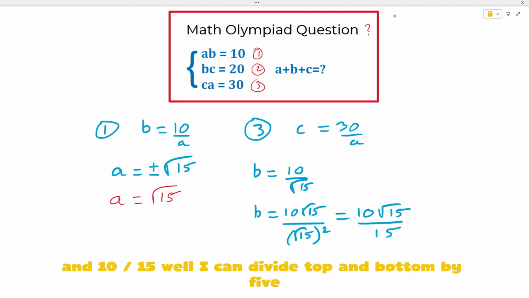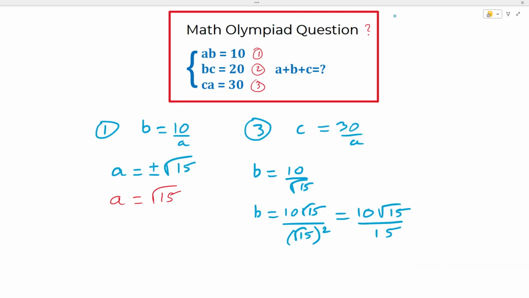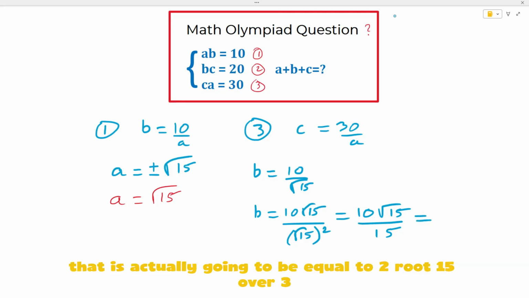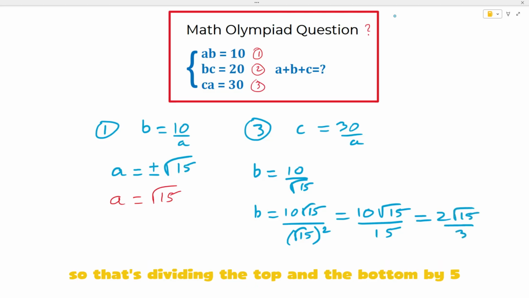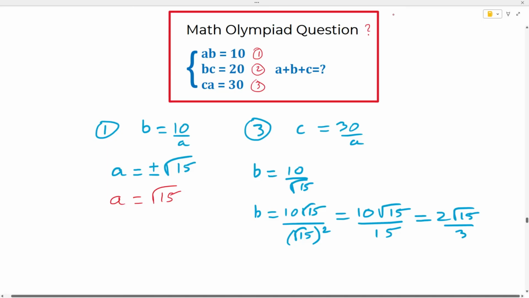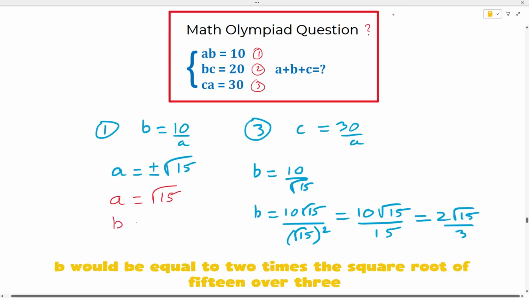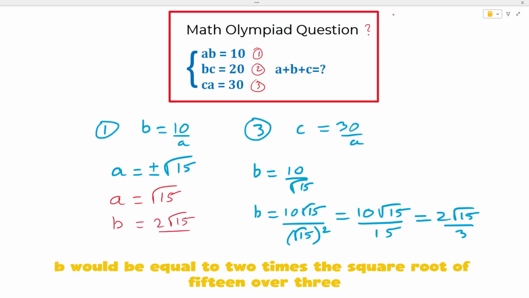And for 10 divided by 15, I can divide top and bottom by 5. That is actually going to be equal to 2 root 15 over 3. So that's dividing the top and the bottom by 5: 10 divided by 5 is 2, and 15 divided by 5 is 3. So in this case, I found a value for b. B would be equal to 2 times the square root of 15 over 3.